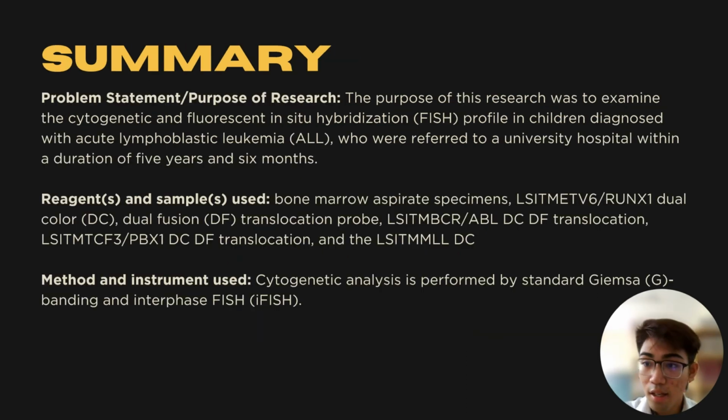And here is the summary of the research article. Here you can see the main purpose, and that is to examine a specific kind of leukemia, also known as ALL, acute lymphoblastic leukemia, using cytogenetic analysis and fluorescent in situ hybridization. The main sample in their study is specimens of bone marrow obtained from young patients, combined with multiple reagents, as you can see on the screen. And as mentioned before, the methods to examine this disease are cytogenetic analysis, particularly the standard G-banding, and interphase FISH or IFISH.